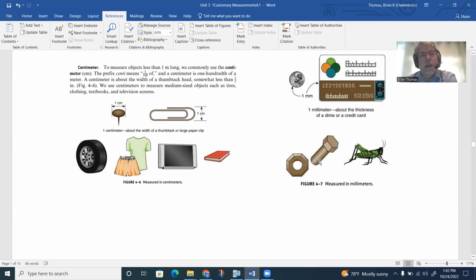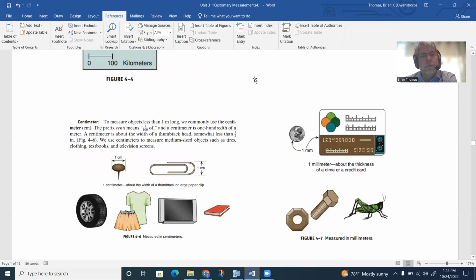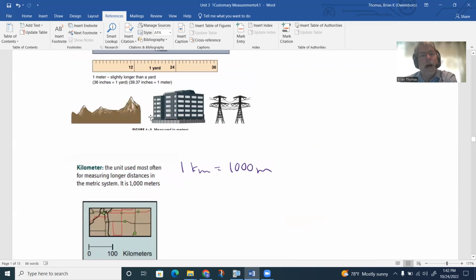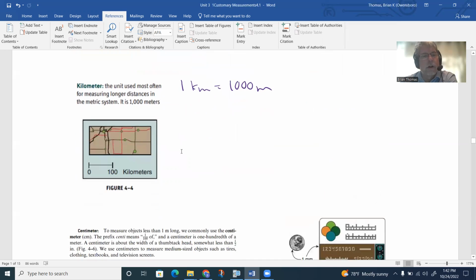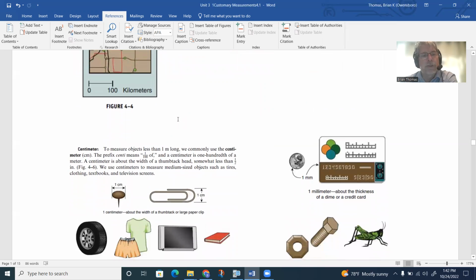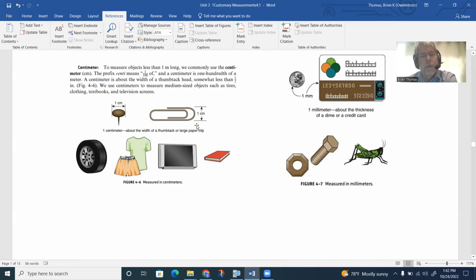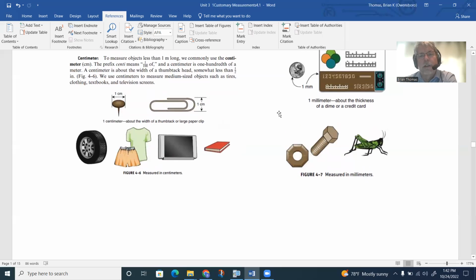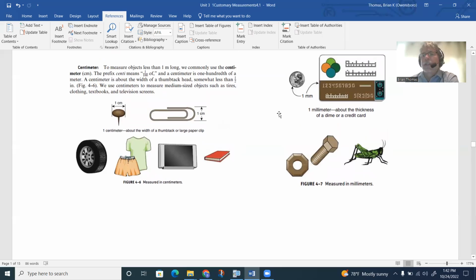So meters, like we said, we measure heights of mountains and buildings and power lines. Kilometers measure great distances, like mileage on maps. Centimeters measure normal things you'd buy or see around the house, or more than that. The other common unit to measure in meters is what's called the millimeter.